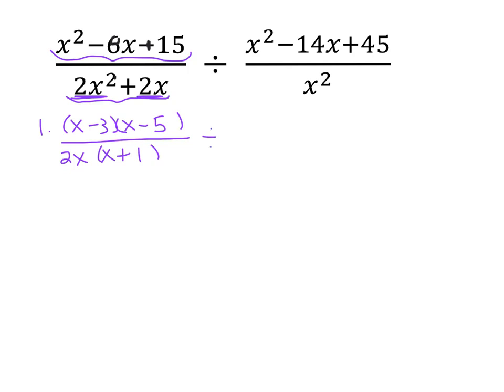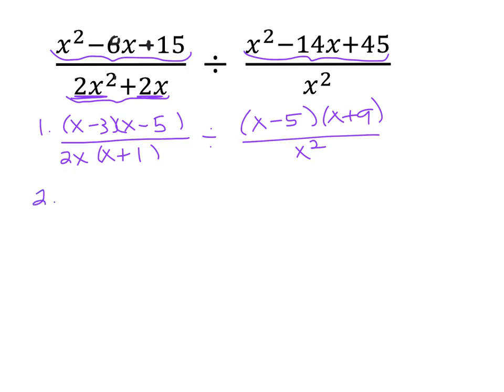Do the same thing on the second one. X squared minus 14x plus 45. We have a few more numbers that go into 45. We could do 1 and 45. We could do 3 and 15. We could do 5 and 9. And I think 5 and 9 would get us that negative 14 in the middle. So that would be x minus 5 and x minus 9 all over x squared. Nothing comes out of x squared because that's a monomial. So there's step 1, factor completely.